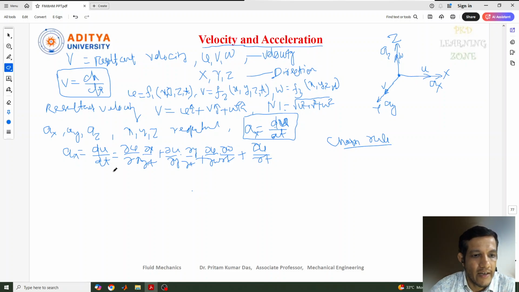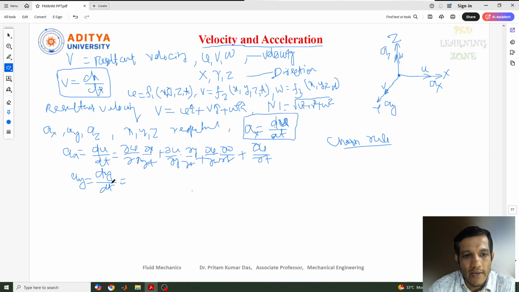Similarly, what I have written here for ax, I can write for ay also. So ay, what I can write, dv by dt, the velocity in the y direction with respect to time. So similarly this also I can write in this way. This is ay equal to dv by dt, correct.